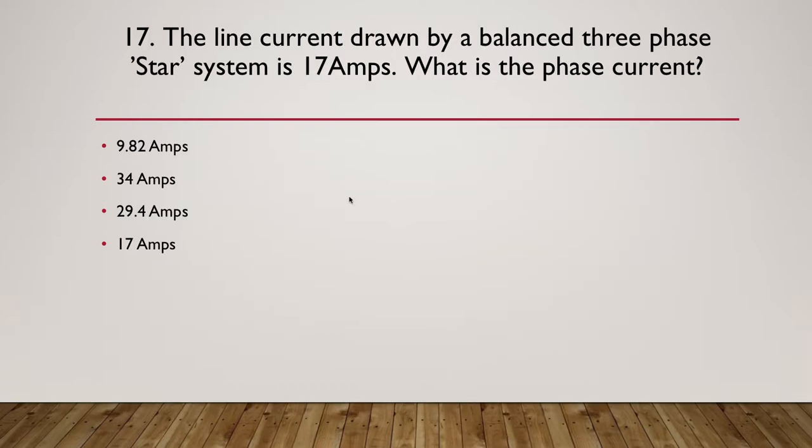Question 17. The line current drawn by a balanced three-phase star system is 17 amps. What is the phase current? The options we're giving you are 9.82 amps, 34 amps, 29.4 amps, or 17 amps. So again, pause your video here while you think about it and do the calc.